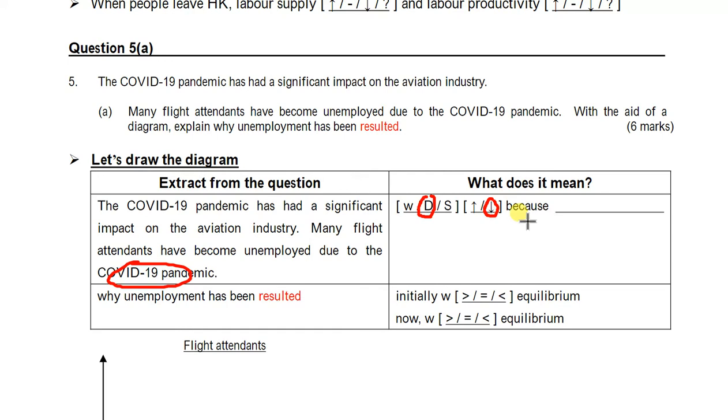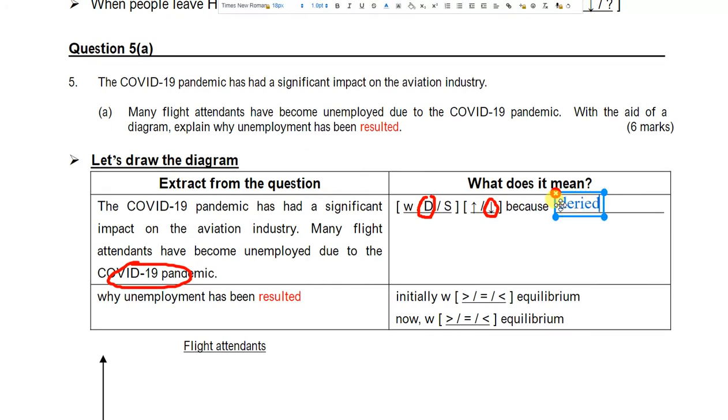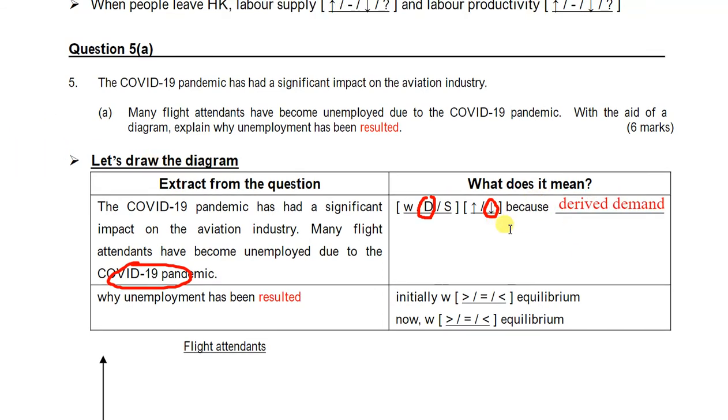And what is the reason behind the drop in demand? As we have learned in the first term, there are basically three reasons for the change in demand. We have the substitutes, we have the complements, and also the derived demand. And this time, what should it be? It should be derived demand, right? Derived demand. And it is because the passengers or the people are not purchasing the airline services, and that's why the airline companies are not employing the flight attendants, and this is the reason for the change in demand.